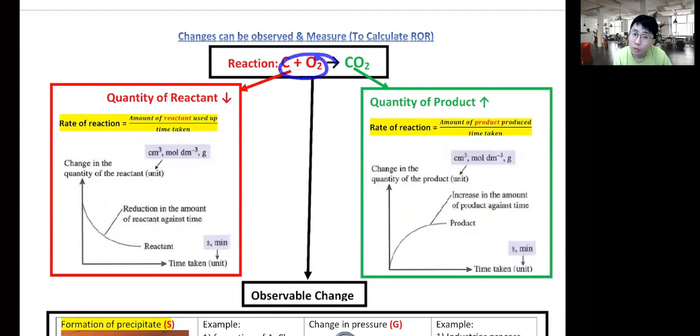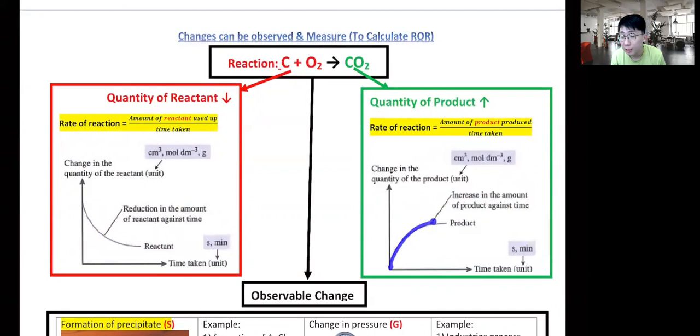If I take C plus O2 becomes CO2, it means that C and O2 will decrease, right? Because you're using them up, they become CO2. Therefore, CO2 increases. So you see my arrow here: the reactant always drops because you are using up the reactant. But your product is always increasing because you are forming new product. That's why your graph for product, starting from 0, will always go up.